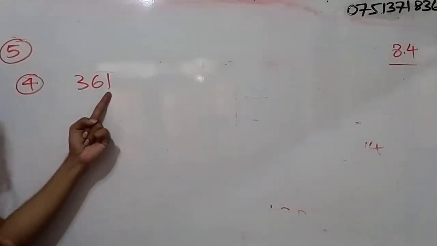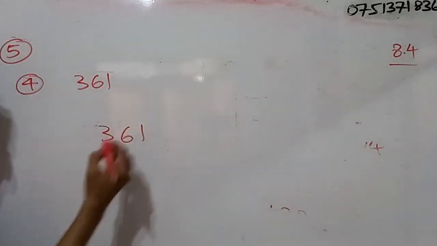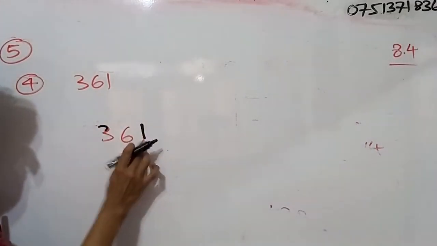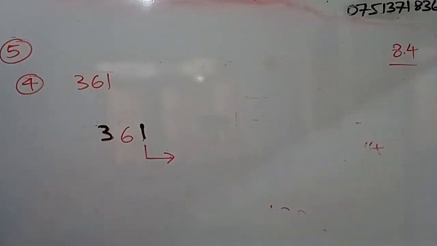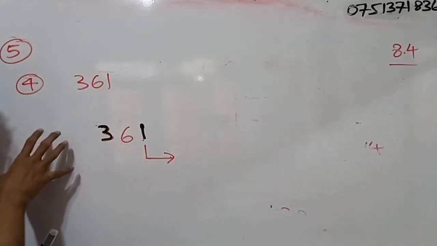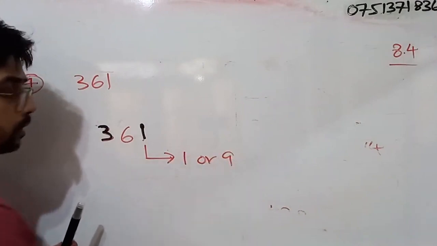Next, 361. The digit in the ones place is 1. That means this can be a perfect square. Right. So 361. Here the digit is 3, and the digit in the ones place is 1. That means on the square root of this number, the digit in the ones place can be 1 or 9.